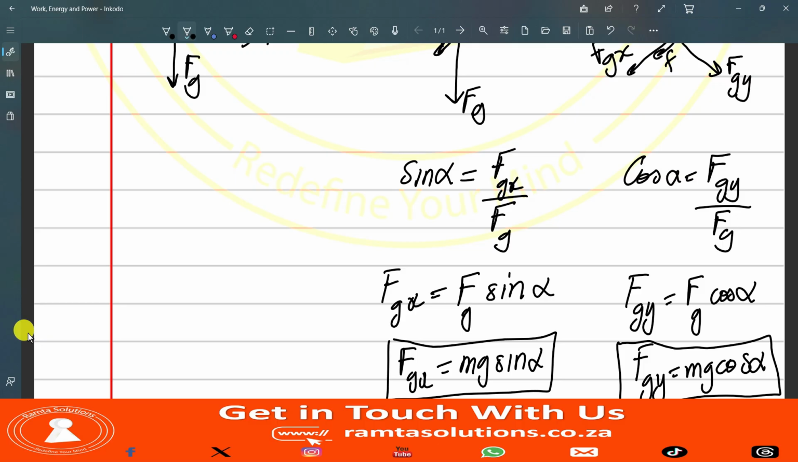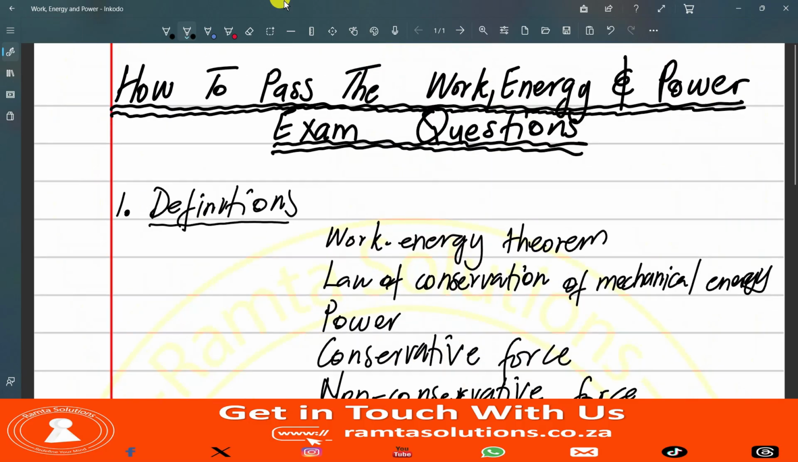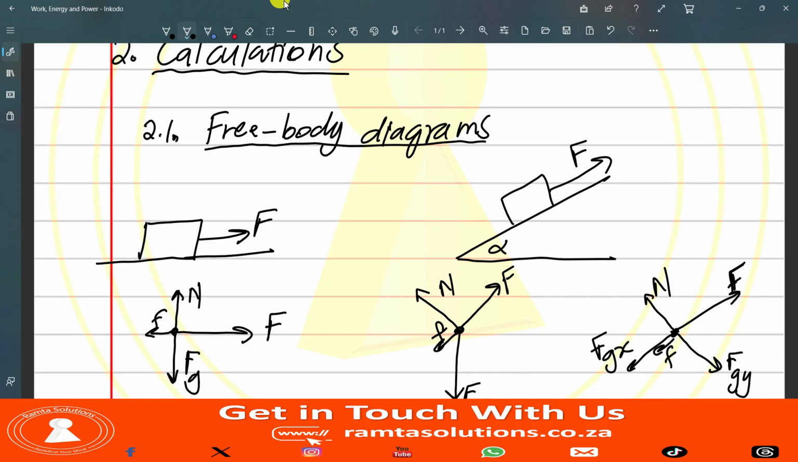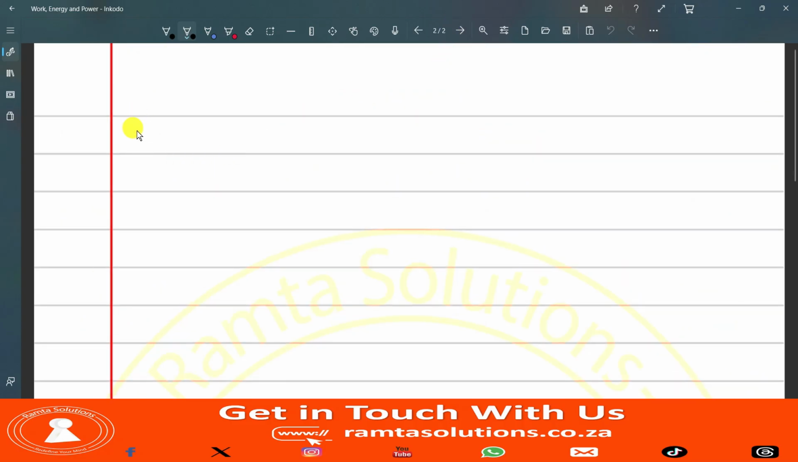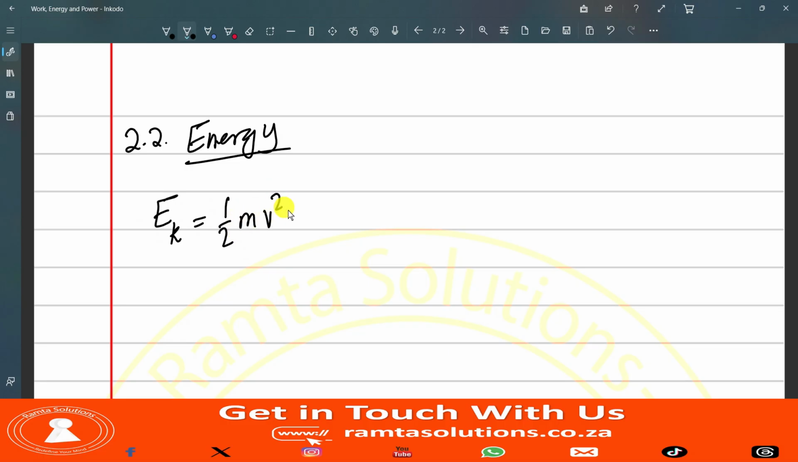Now, this first part was using free body diagrams. The second part will be energy. Here we need to recall that when we talk of energy, we're talking kinetic energy. We know the formula is half times mass of the object and speed of the object squared. We also have potential energy. The formulas are given, guys, in your information sheet at the back of your question paper.